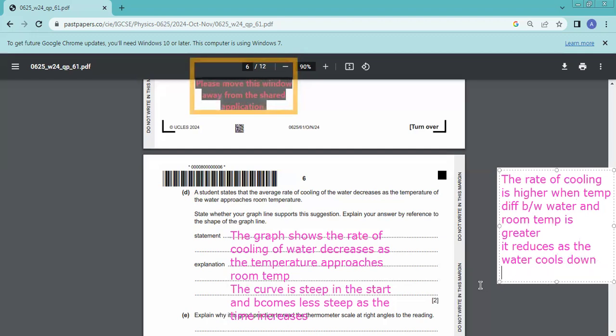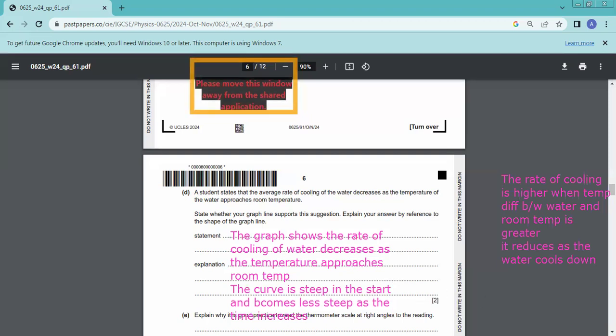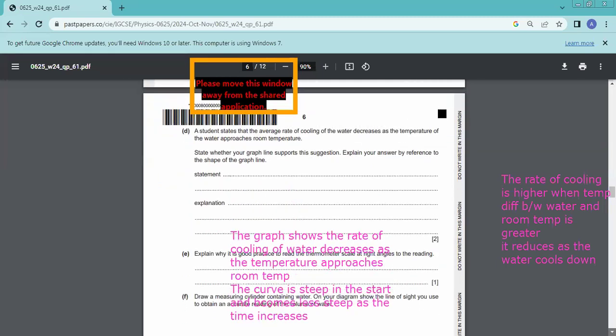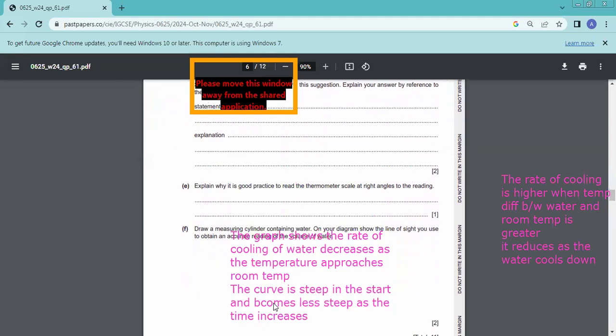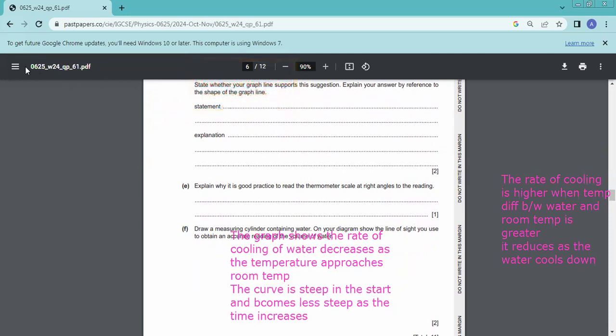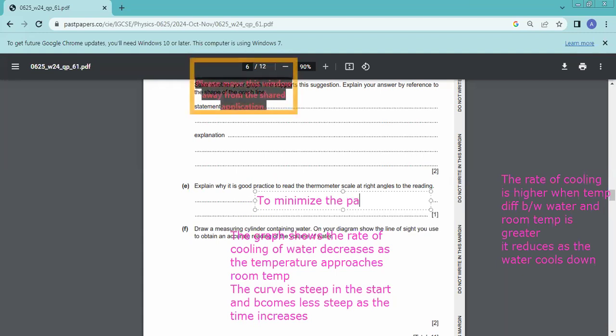Now, moving on to the next part, explain why it is a good practice to read the thermometer scale at right angles. It is always suggested that the reading should be taken at right angles to minimize the parallax error. So the answer for this question is to minimize the parallax error.